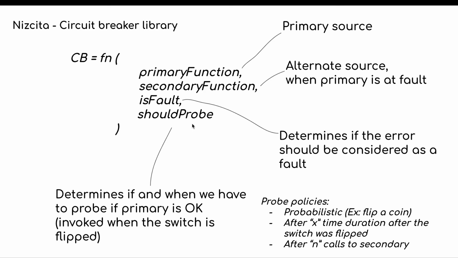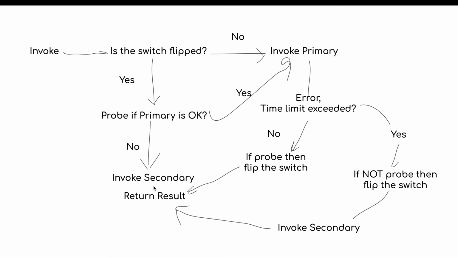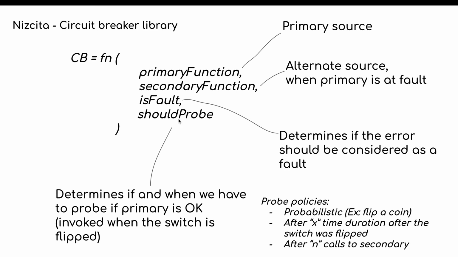The other function that the application has to provide to the circuit breaker library is should probe. Whenever the Nisita circuit breaker library has to decide if it has to probe, it will invoke this function should probe. At that point, the application gets the control, and it can determine whether Nisita should probe the primary or not.